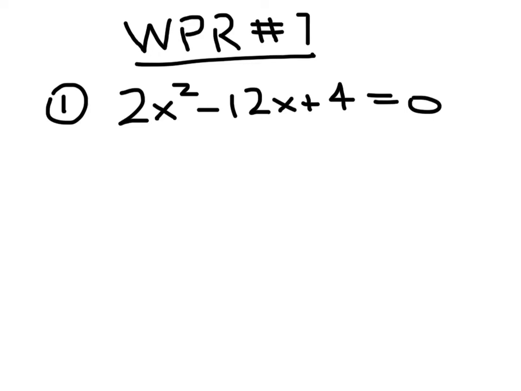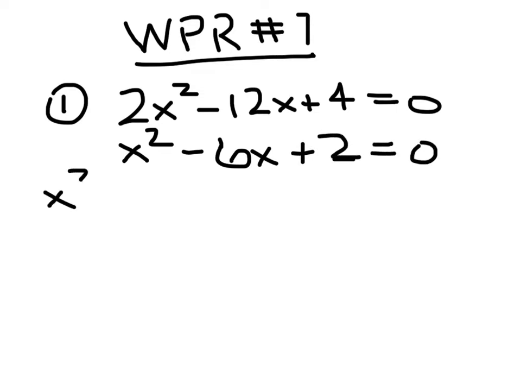WPR number 7. I'm going to solve this quadratic equation by completing the square. When we do that, we have to have a leading coefficient of 1, so I'm going to go ahead and divide everything by that 2. And then I'm going to go ahead and clear out that constant to the other side.